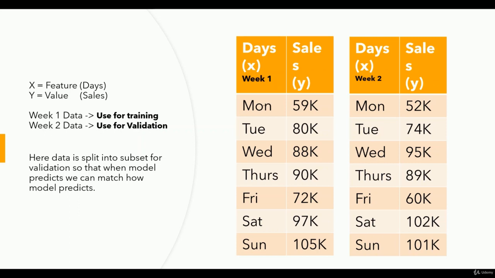So we split the data here, dividing it into two sections, so that it can first be trained, and then we have some data to validate whether the values coming up are as per the prediction or not. Like I said, here data is split into two subsets for validation so that when the model predicts, we can match how the model predicts and see whether our model is very efficient or not that efficient.